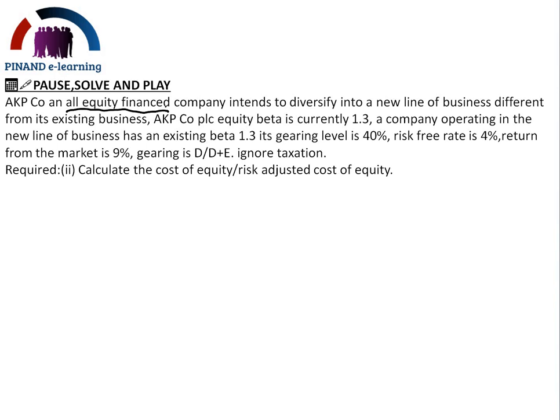It intends to diversify into a new line of business different from its existing business. Its equity beta is currently 1.3. A company operating in a new line of business has an existing beta of 1.3. Its gearing level is 40%. Risk-free rate is 4%. Return from the market is 9%. Gearing is debt over debt plus equity. Ignore taxation.